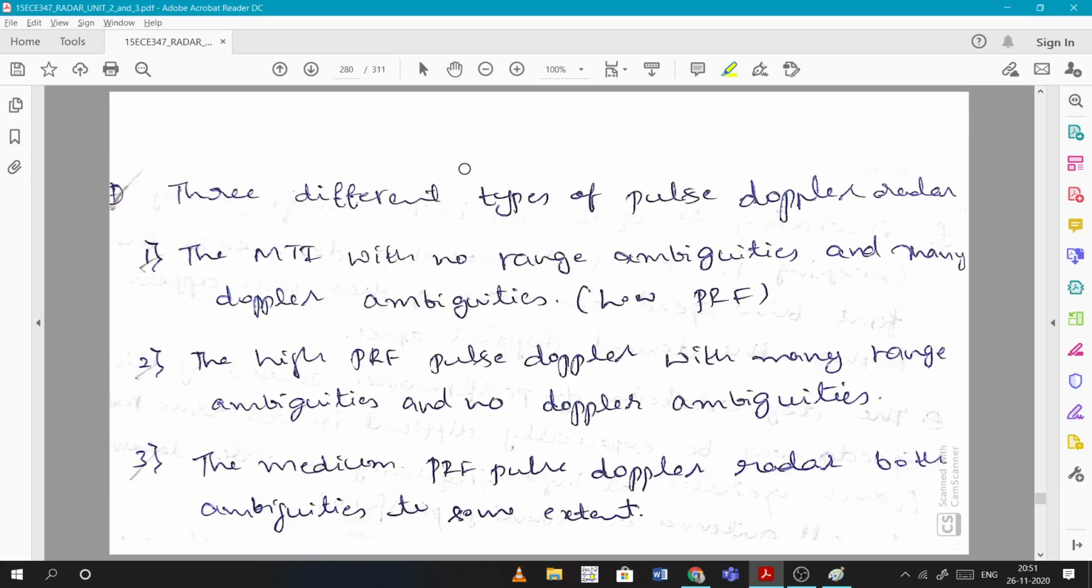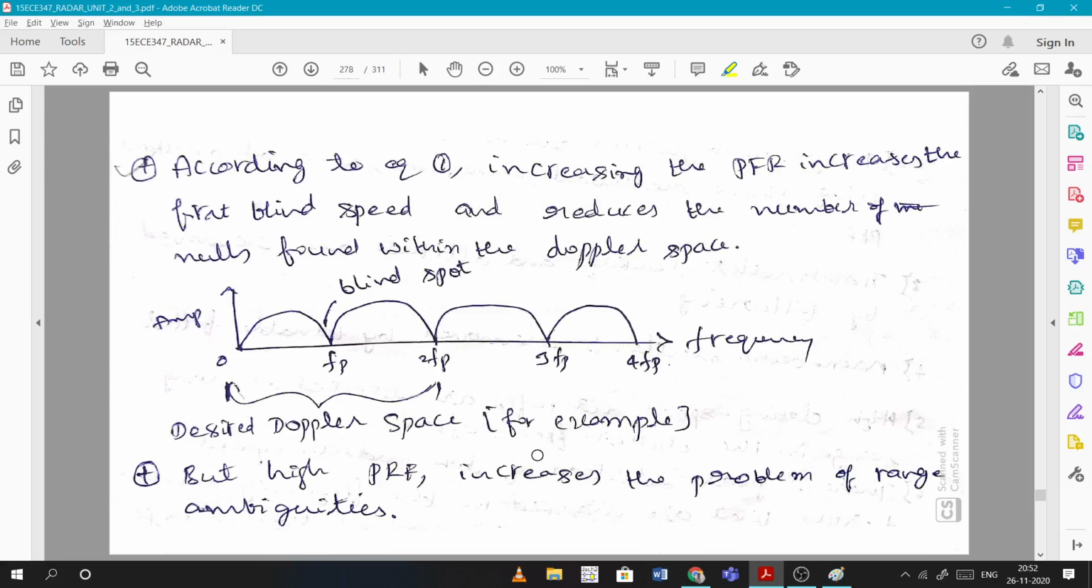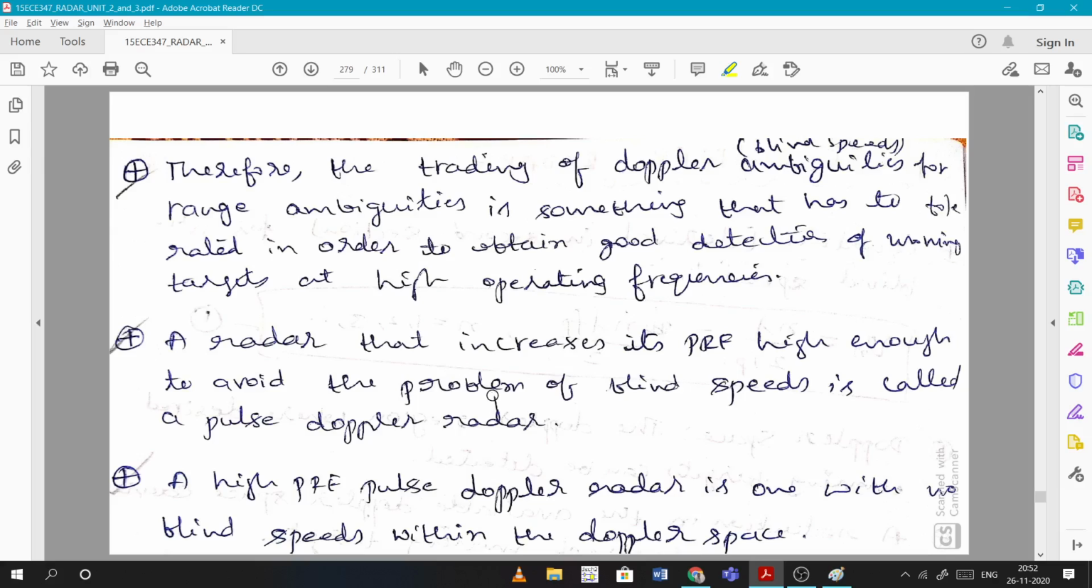So there are three different types of pulse Doppler radars. One is the MTI, moving target indicator, with no range ambiguity and many Doppler ambiguities. This condition occurs when you use low PRF. So these are very important. And then the high PRF pulse Doppler, with many range ambiguities and no Doppler ambiguities. When you use high PRF, many range ambiguities will come, but no Doppler ambiguities, because we are not getting any blind speeds when you use high PRF.